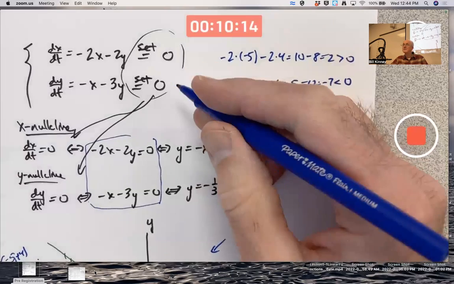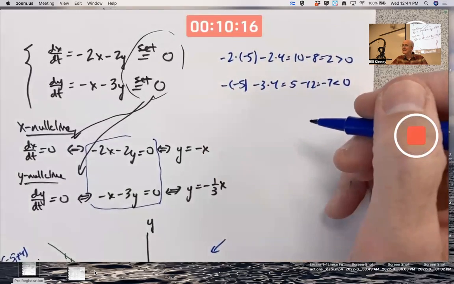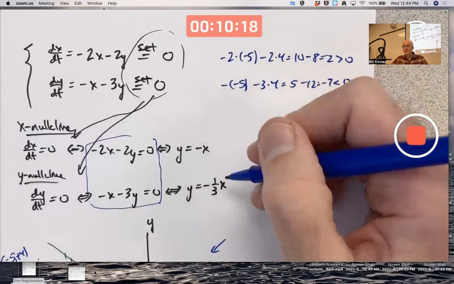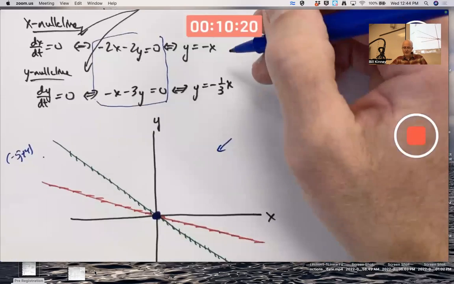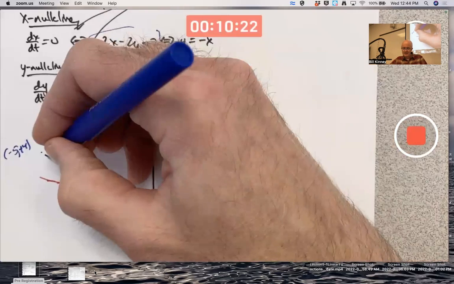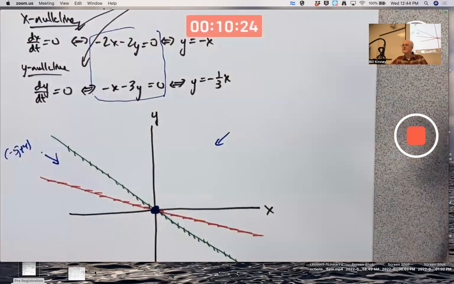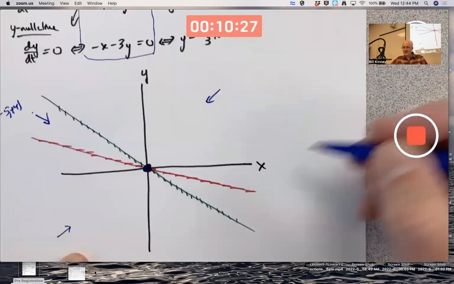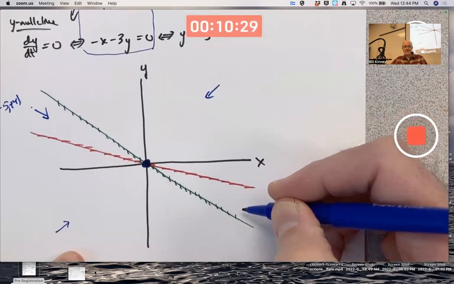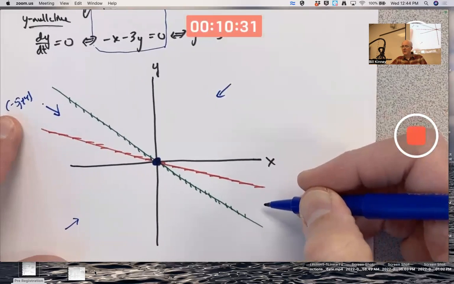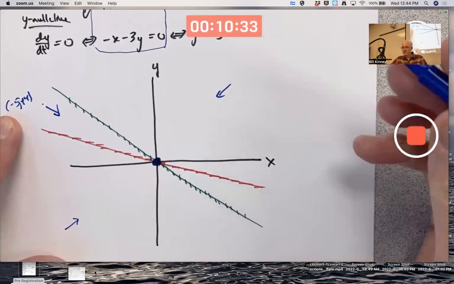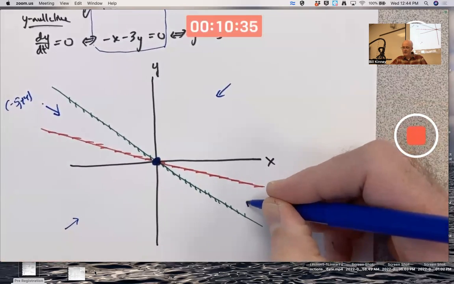dx/dt is positive, so solutions move to the right. dy/dt is negative, so solutions move down. To the right and down, they've got to go to the southeast. Over here, you'd find the flip. If x is +4 and y is -4, for example, those signs would change. Solutions go to the northwest.